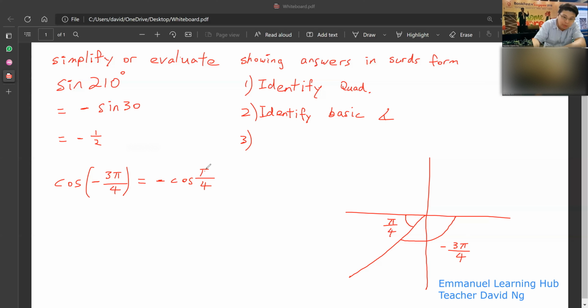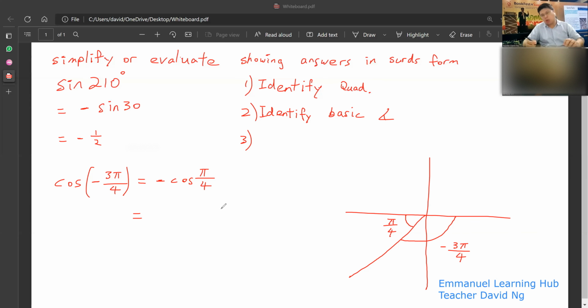Understand? Because you identify the quadrant, which is the third quadrant, and you identify the basic angle, then you know it's negative cosine pi over 4. And cosine pi over 4, okay, pi is 180 degrees, right? 180 divided by 4 is equal to 45 degrees. So cosine 45 degrees, you can ask your good friend calculator, right?